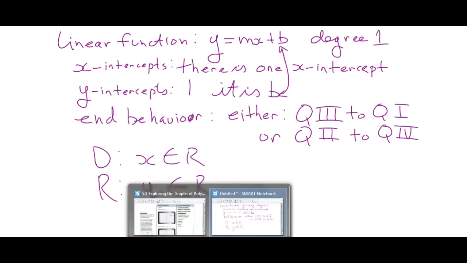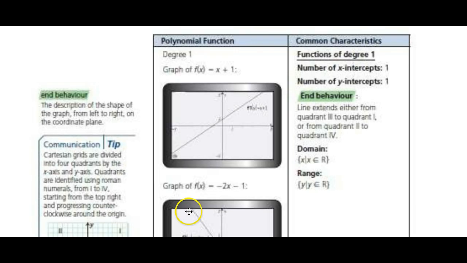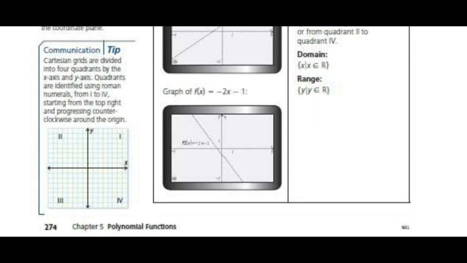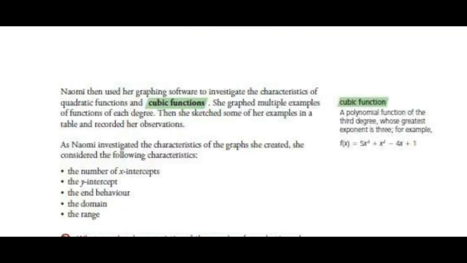Next. All right, so here's Naomi's thing. She did this graph. Functions are grouped. Number of x-intercepts, number of y-intercepts, and behavior. So Q3 to Q1, Q2 to Q4, domain and range. A little more formally stated. Then use graphing software to measure characteristics of quadratic and cubic. Okay, so what is a cubic?